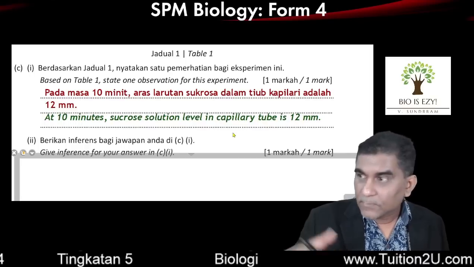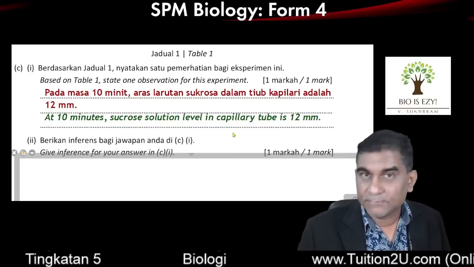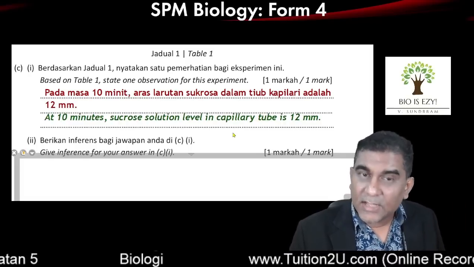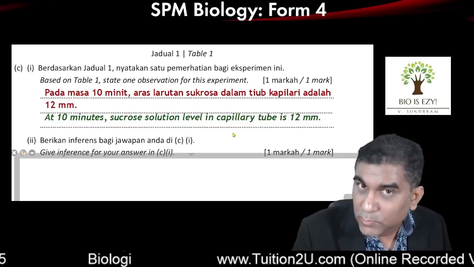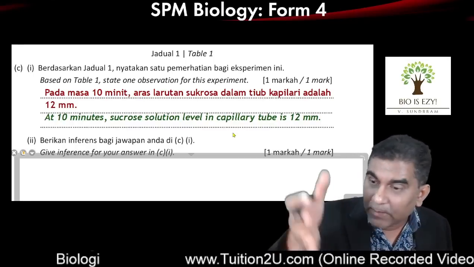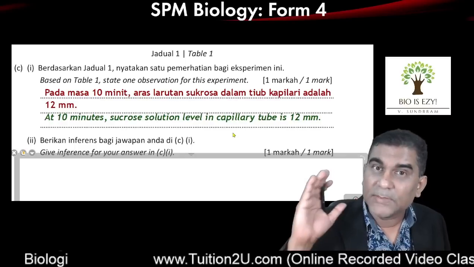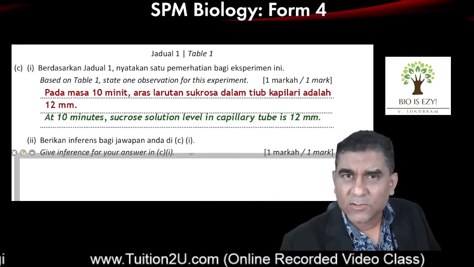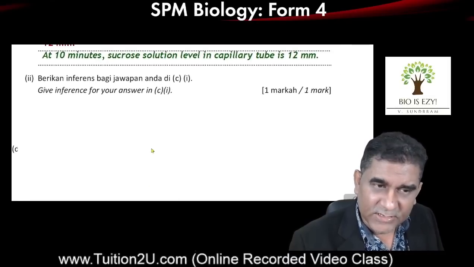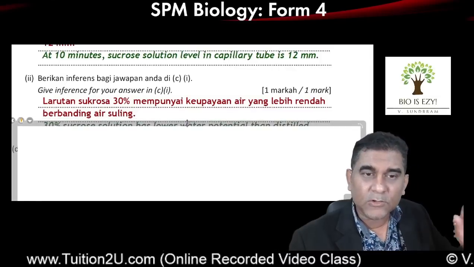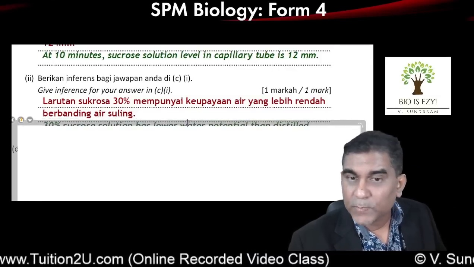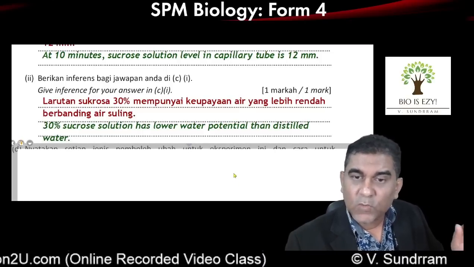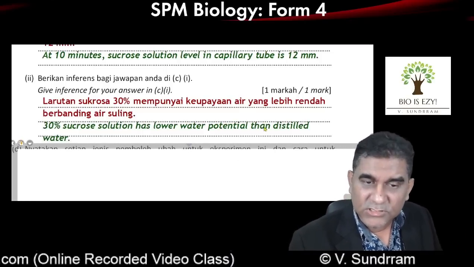Kenapa masuk? Air, keupayaan air tinggi. Air suling. Larutan sukrosa 30%, keupayaan air dia rendah. Air akan masuk melalui proses osmosis. Nah, tambah lagi fakta, membran tiub whisking adalah telap memilih. Whisking tube membrane is selectively permeable. This is what you learn under osmosis. So the next step, inference. Larutan sukrosa 30% mempunyai keupayaan air yang lebih rendah berbanding air suling. 30% sucrose solution has lower water potential compared to distilled water.